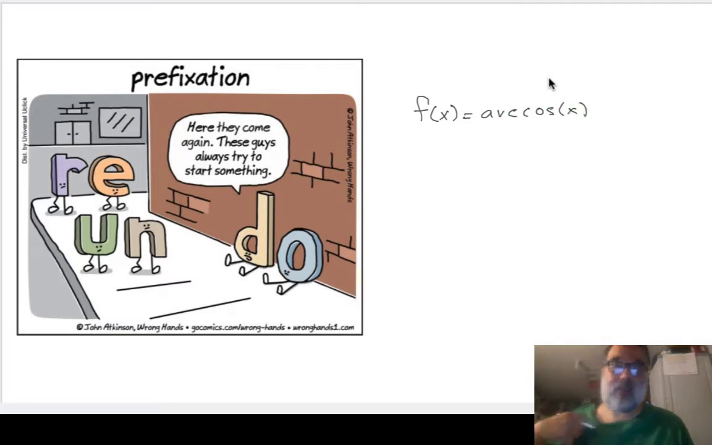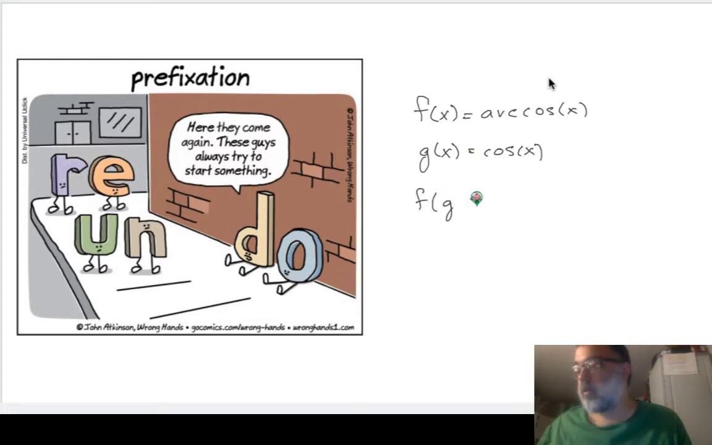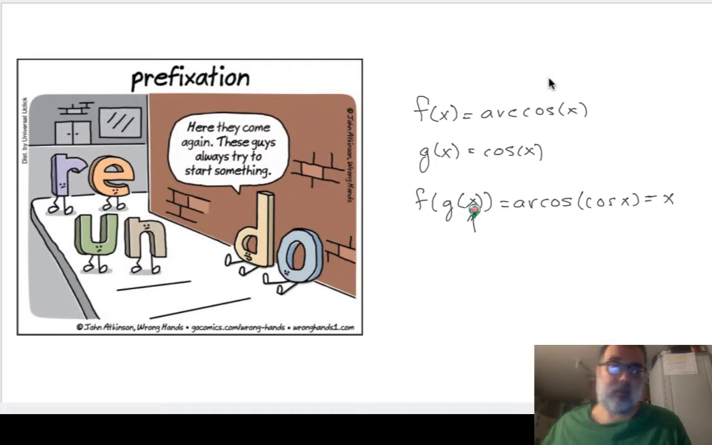We know that is a very mysterious function. All we know about it is that it's an inverse. So if we had another function that was cosine, that if we compose those things, they undo each other. In other words, x goes into g, g of x goes into f, and then out comes x again.